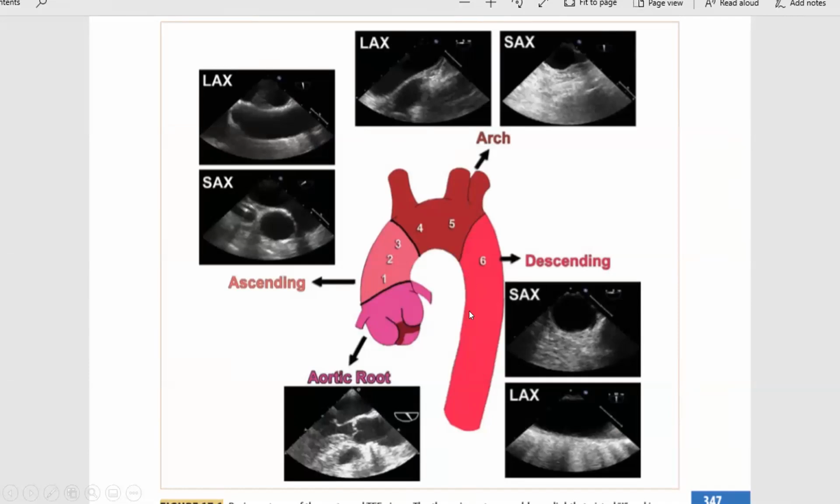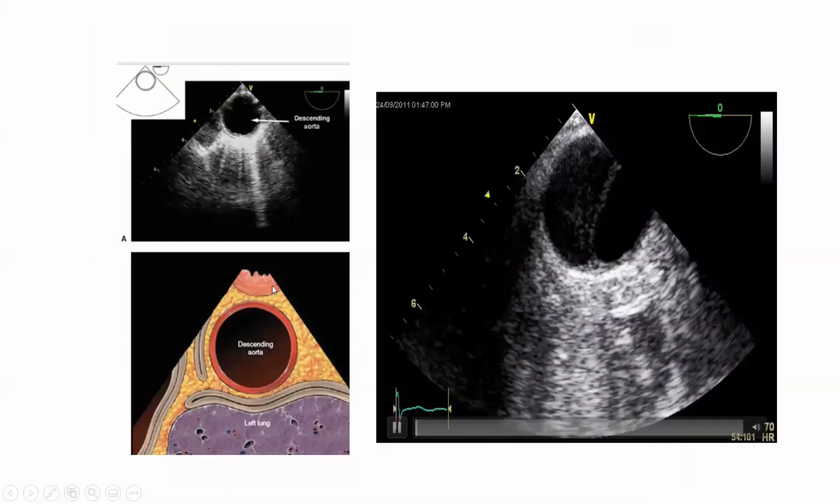This is the descending aorta. When you do this, this is the only one you do, then you move clockwise rotation, you will get the short axis of the descending aorta. Then you start to go up, up, up, till you reach the arch. And here, they call it the blind spot, because by TEE it is a blind spot. By transthoracic, you can get it by suprasternal.